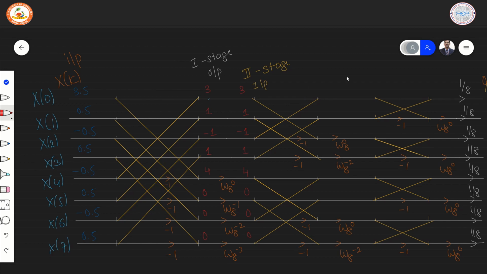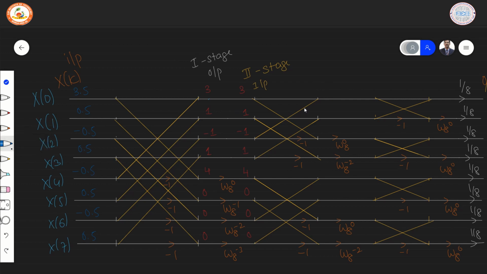Once again, to determine the output of the second stage, we have to add and subtract the respective terms. Therefore, adding the values 3 and 1, we get the sum as 4. The difference, which is calculated at this point... the difference between the addition of 3 and, okay, just let me correct it. Let me rectify it, please. Okay, sorry for the mistake.